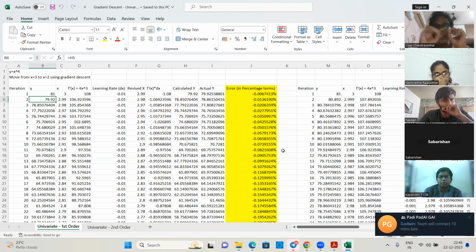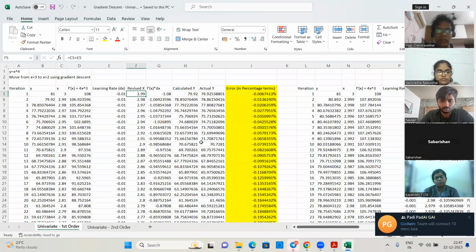Now let's understand this. I have decided to move along the straight lines. The whole idea of gradient descent algorithm is I have ditched the curve completely. I'm going to move along the straight line. So in iteration 2, the y that I start with, don't forget, is the y that I end with in the previous step. Do you see that? Look at this. Calculated y is 79.92. And here the y is 79.92. It is not 79.925.